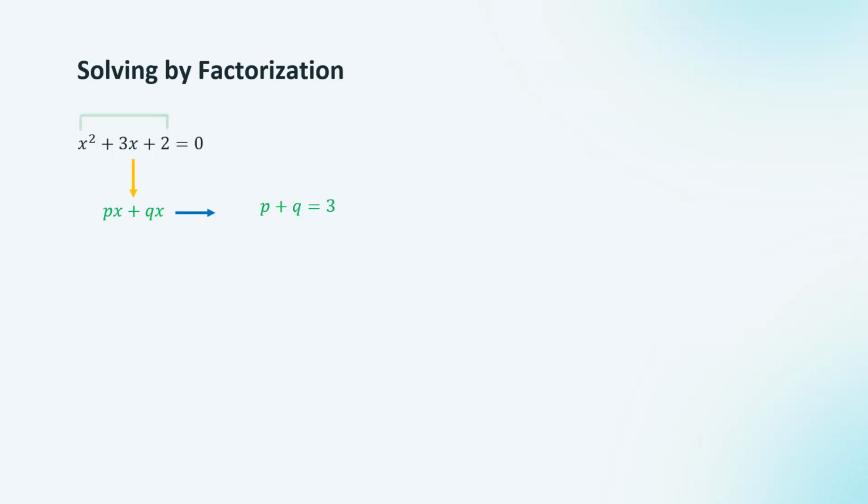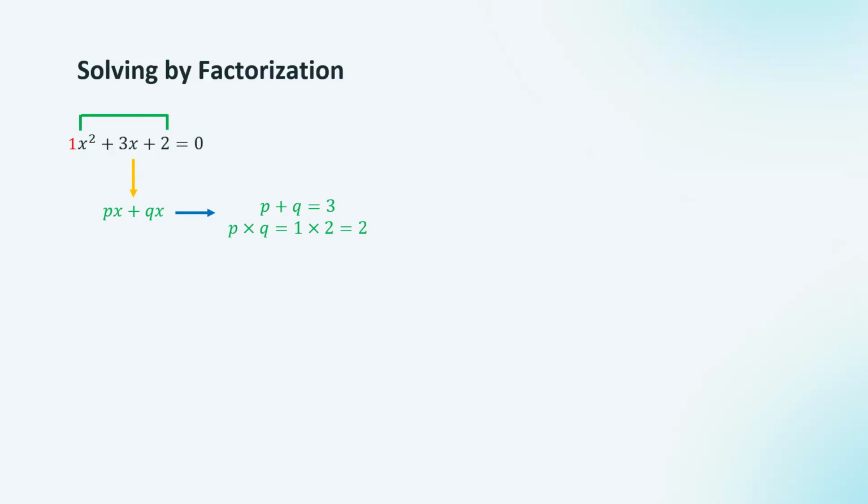The other equation will be p times q, a multiplication of p and q. As you can see in the top left, we need to use the coefficient of the x squared, and we have to use the lone number, which is the constant. So p times q is going to be 1, which is the coefficient of the x squared, multiplied by 2, which is the lone number in the equation. So p times q is equal to 2.